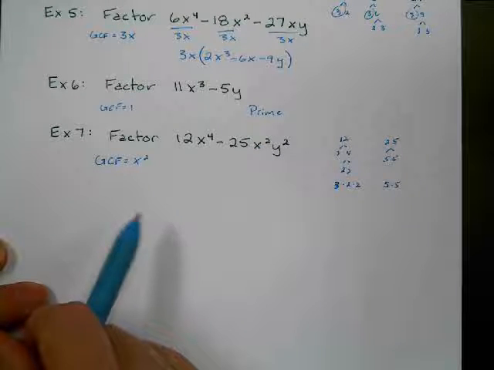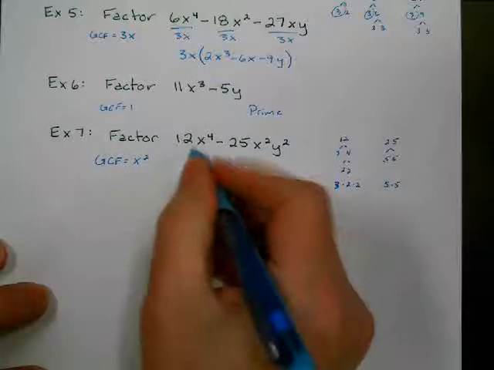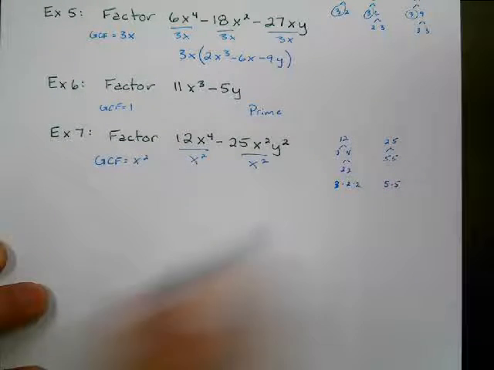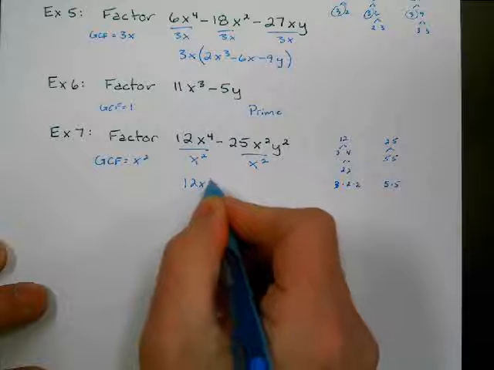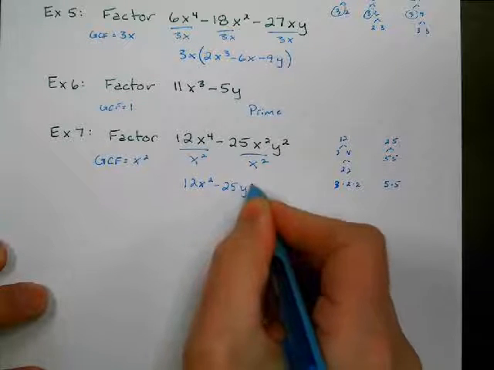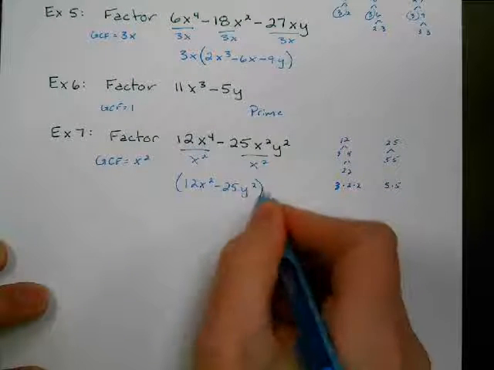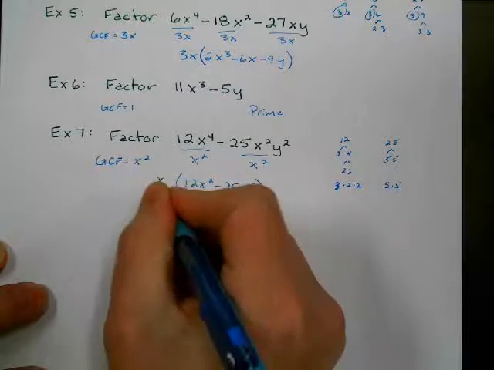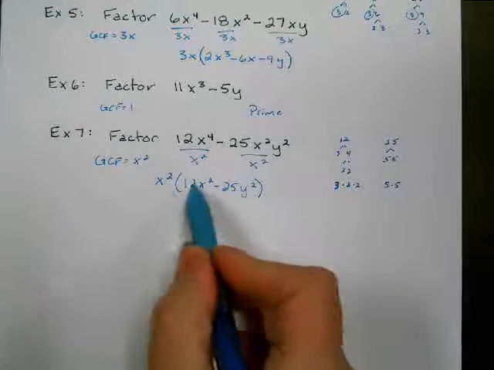We found our GCF. Step 2, divide by the GCF. All right, so let's see. This is going to be 12x to the 2nd. This one will be negative 25y to the 2nd. Okay, third step, put parentheses around your quotient. Fourth step, put your GCF outside. And remember, you can always double check your problems by multiplying and seeing if you get what you started with.